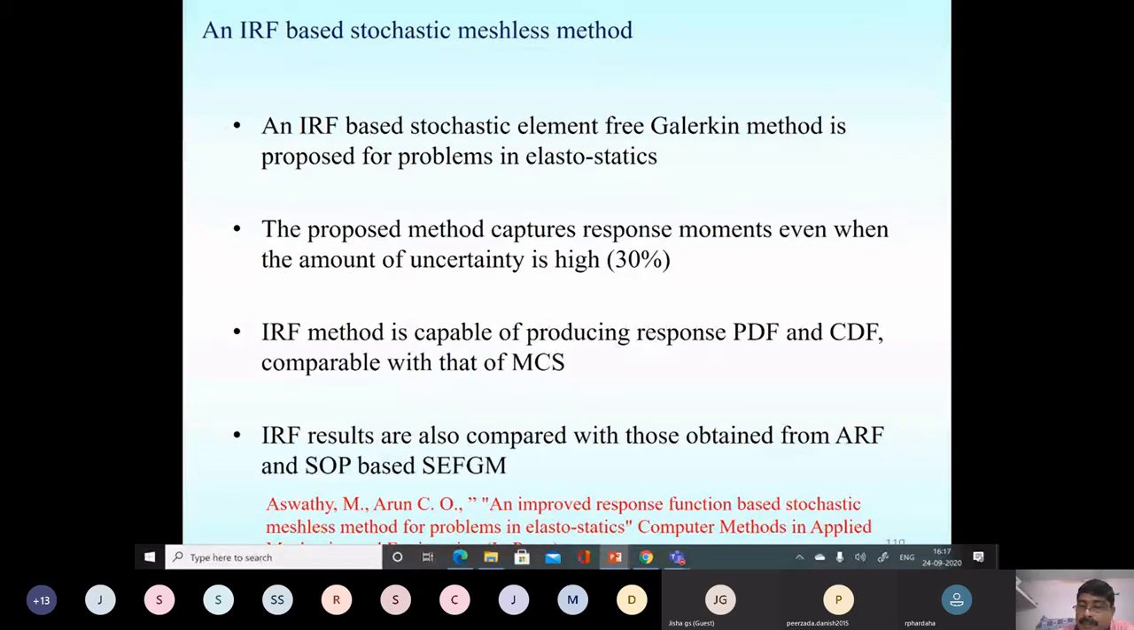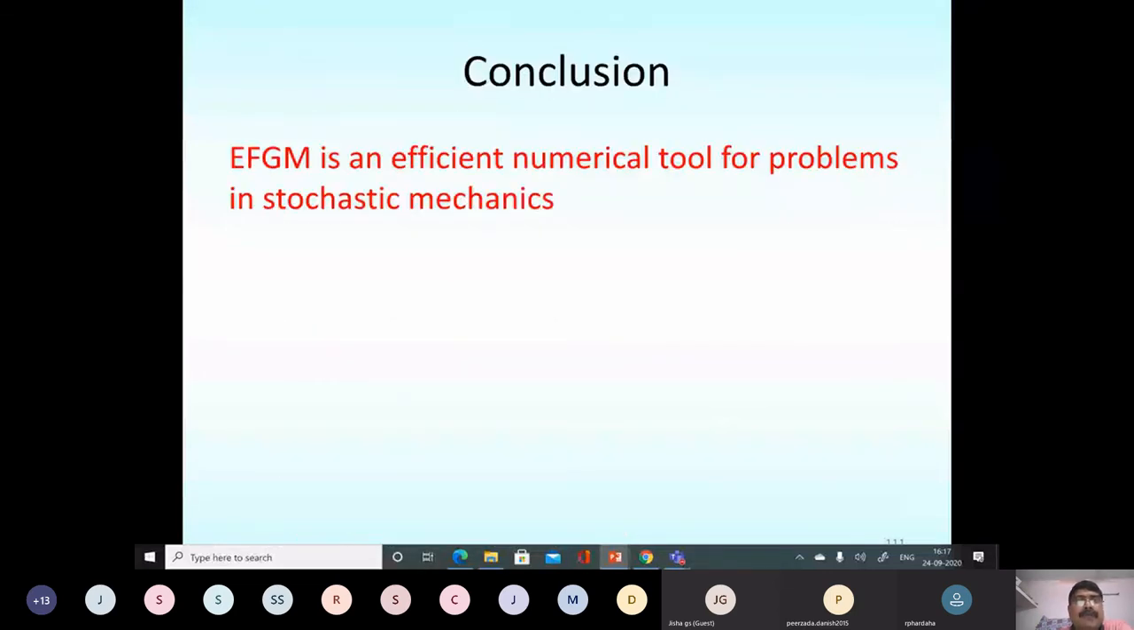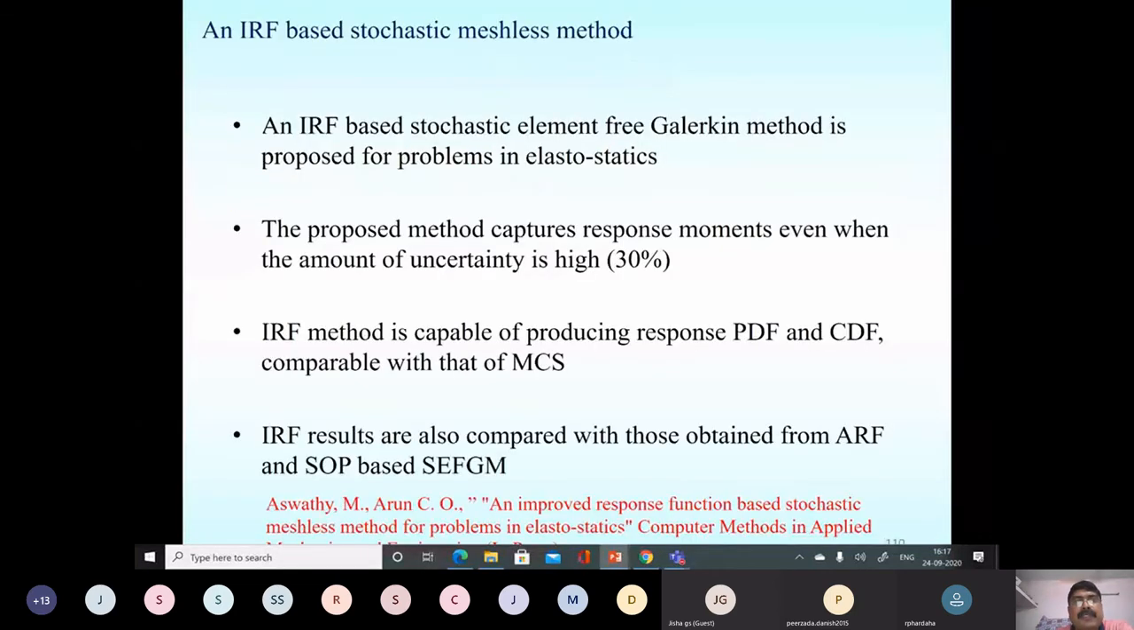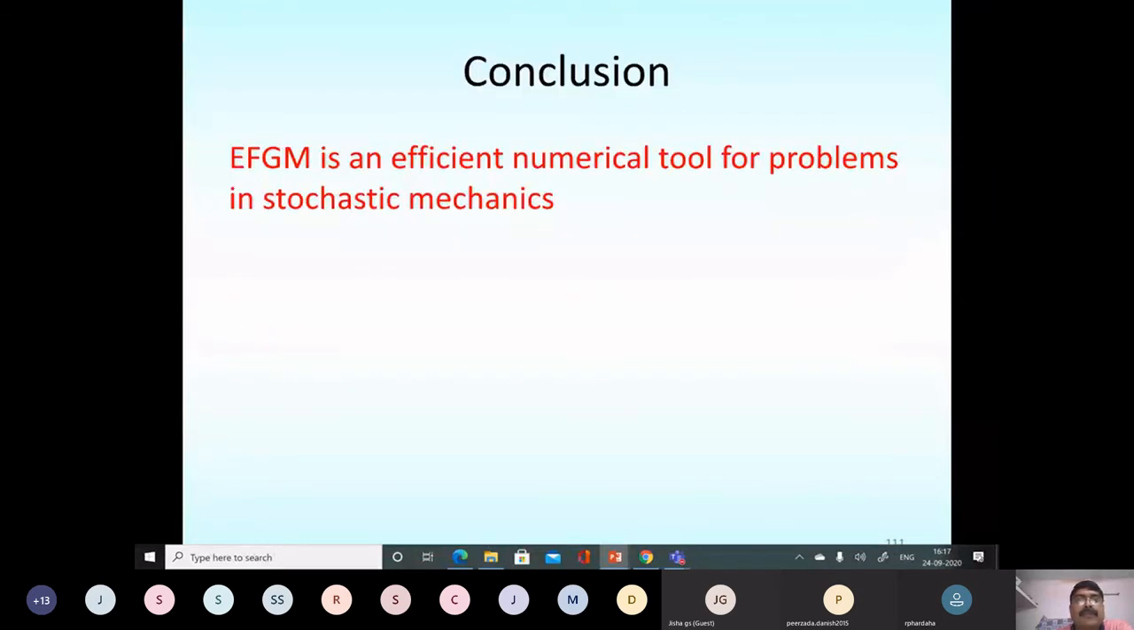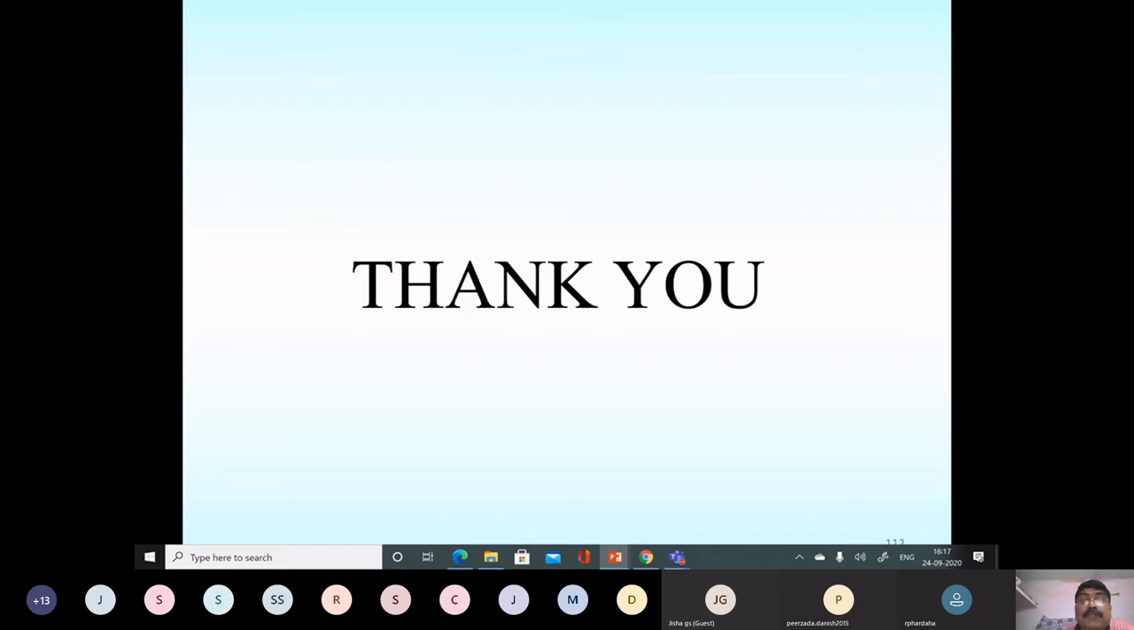Okay, so I'll conclude my talk here. So with this, what I want to tell is EFGM, a meshless method, is efficient. Maybe other meshless methods also, but I didn't try with that. So EFGM is found to be, in my experience, an efficient numerical tool for problems in stochastic mechanics. So with that, I will stop my talk today.